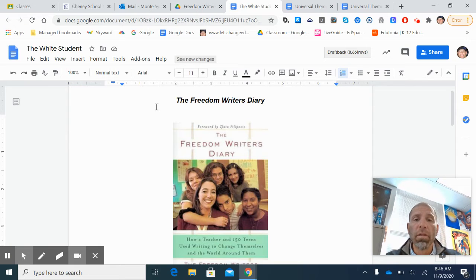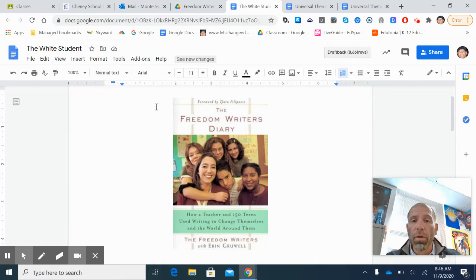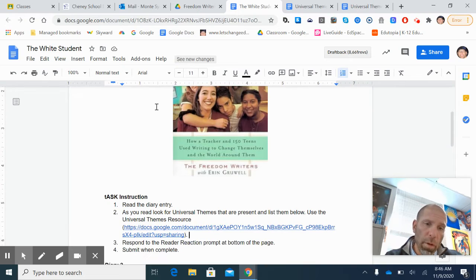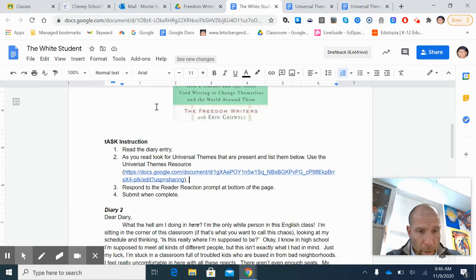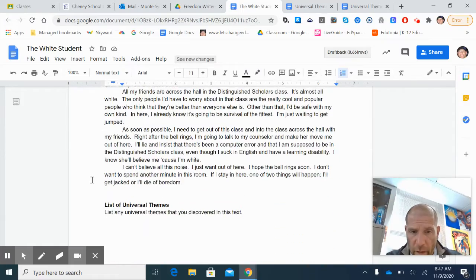It's about a teacher, an English teacher named Erin Gruelle, who, along with her students, wrote a book. And the book was called The Freedom Riders Diary because her kids went on to write it based on their diary entries from their own experiences in the human experience. So this first one that we're going to read is called The White Kid. It's a short little diary entry. It goes on to 2 pages here, but it's not terribly long.